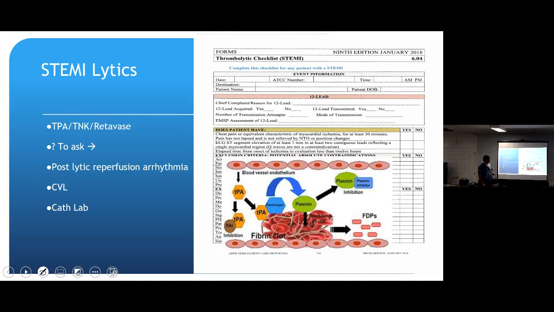If you look in the back of the protocol, and I know y'all have seen this before, it's a thrombolytic checklist, right? Y'all fill these out in all your STEMIs? Yeah, me too, right. Thank you for smiling on that one, right? So all I'm saying with this is understand why we do this.